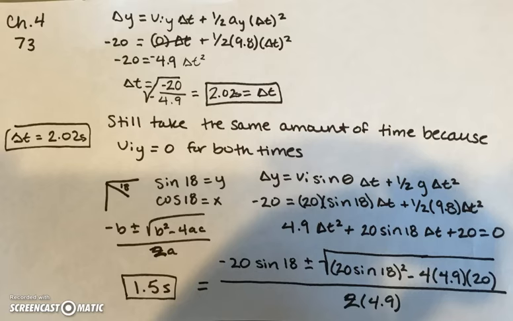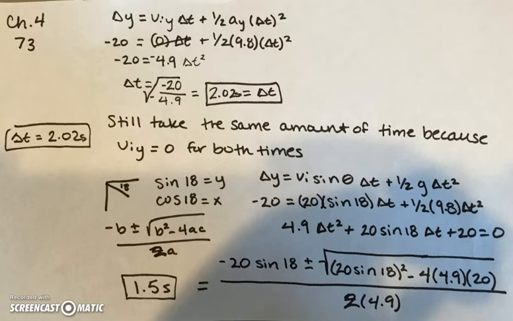This is my Kinematics Reassessment, Chapter 4, number 73. A ball is thrown horizontally off the edge of a cliff with an initial speed of 20 meters per second. A. How long does it take for the ball to fall to the ground 20 meters below?